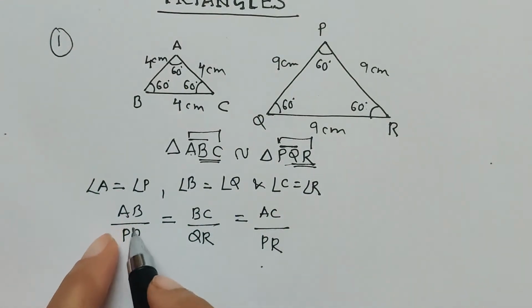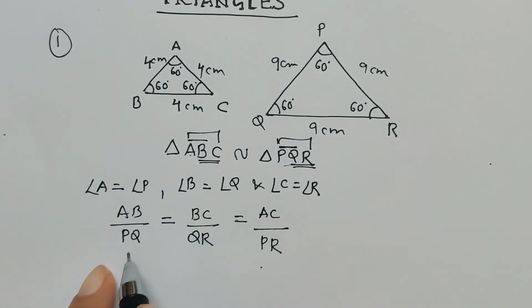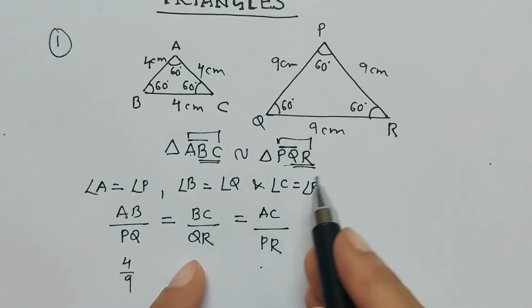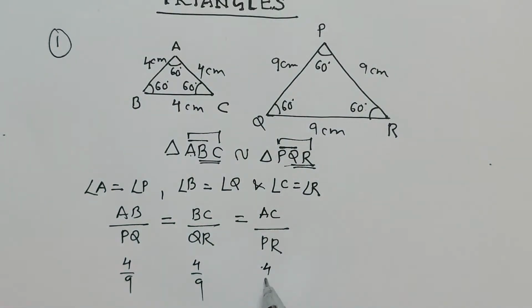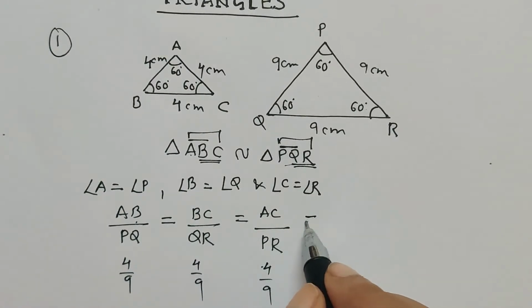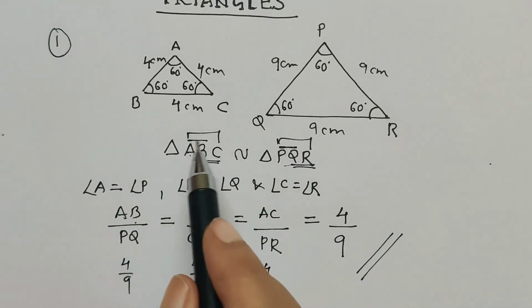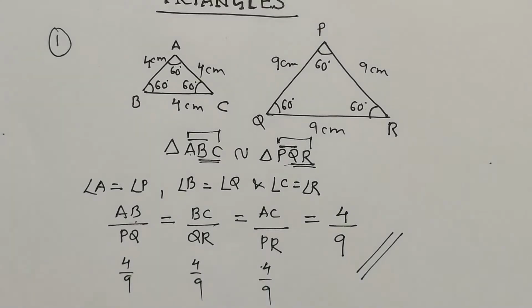So here what is AB? AB is 4 centimeter. What is PQ? It is 9 centimeter. So AB by PQ is 4 by 9. What is BC? BC is 4 and QR is also 9. So here also this is 4 by 9. AC is 4, PR is 9. So here also this is 4 by 9. That means the ratio of the corresponding sides are equal, that is 4 by 9. Therefore we can say that the two triangles are similar. So these are the two very important conditions to be fulfilled for proving any two triangles are similar.